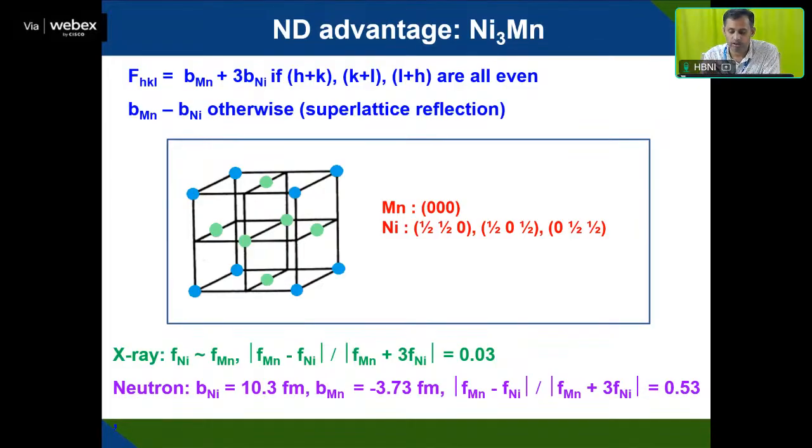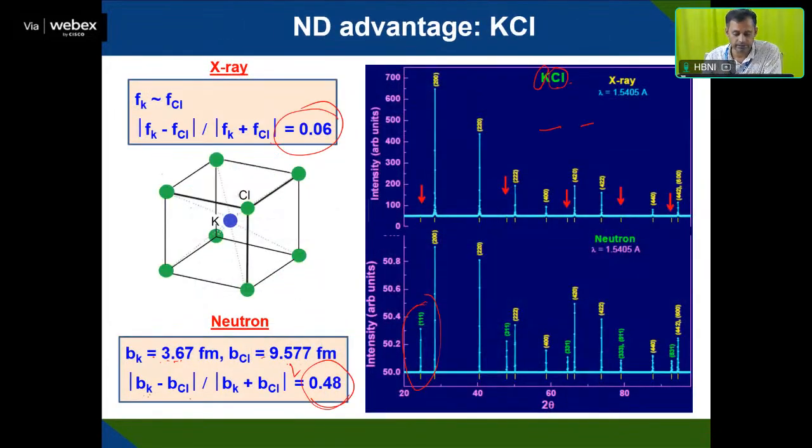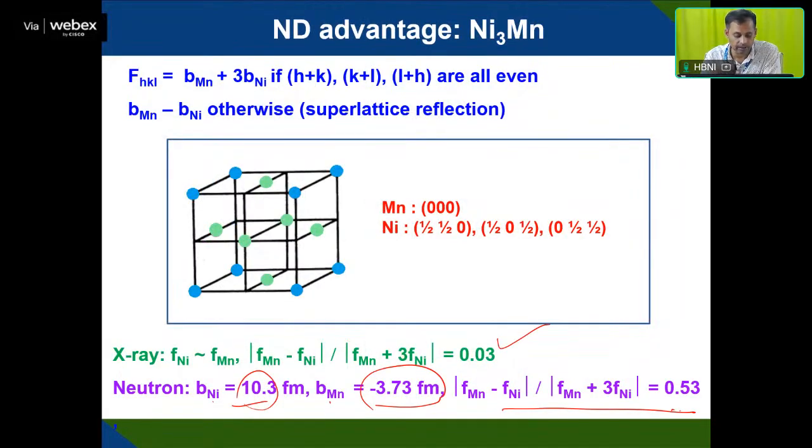Another example I have shown here is Ni3Mn. In that case, you can see the superlattice reflection from BNi minus BMn. For FHKL, all even is possible. In X-ray this is very low, but in neutron, BNi and BMn are quite different, one positive and one negative. Because of this scattering length difference, it is quite high. Then you will be able to see additional spectra from neutron scattering in comparison to the earlier case, like KCl.